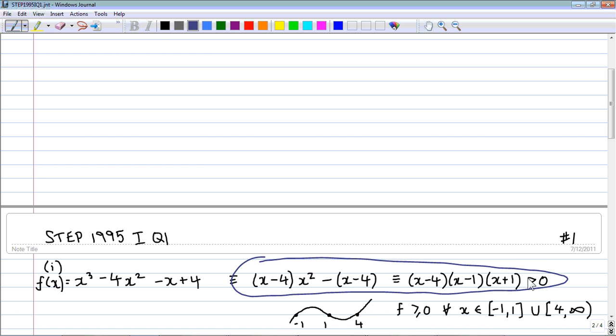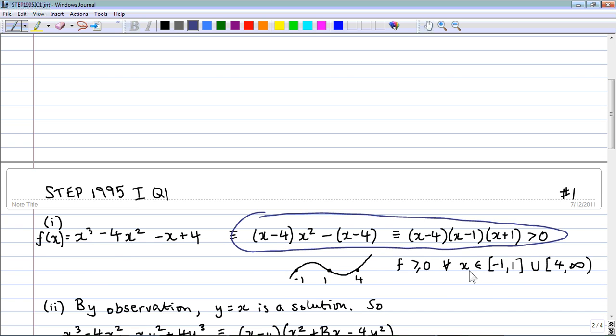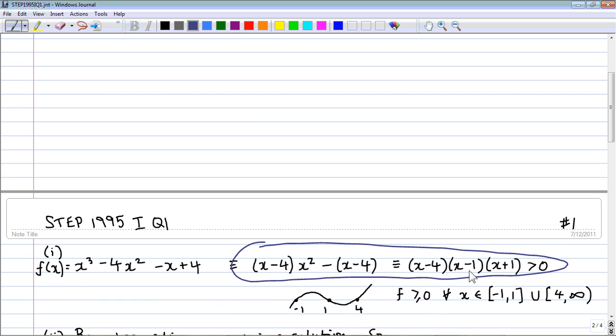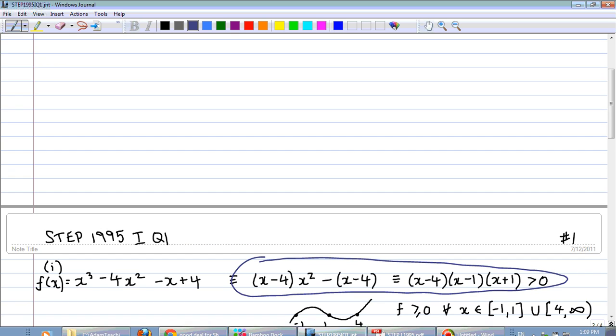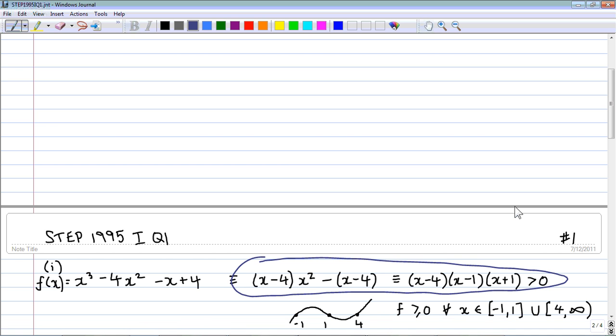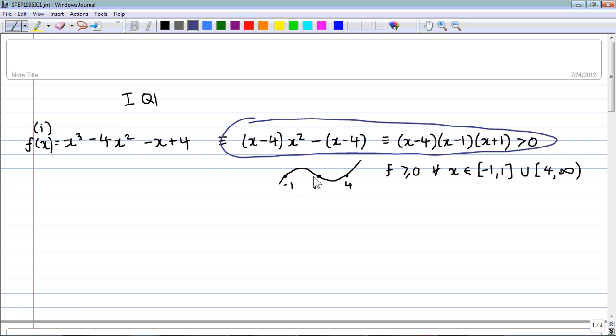Now, if you're not familiar with how to solve cubic inequalities, the idea is simply this. And I'll just drag this down so you can see. Or maybe I won't, because I want to hide the next part. Sorry, I want to hide the next part. So let me just pause the video and I'll rearrange this. Okay, so done the job there.